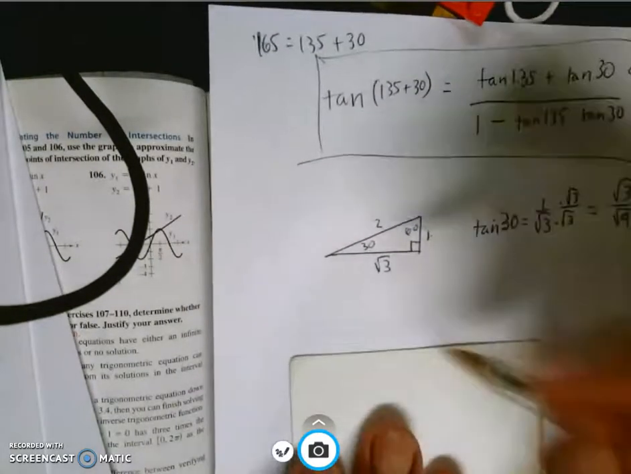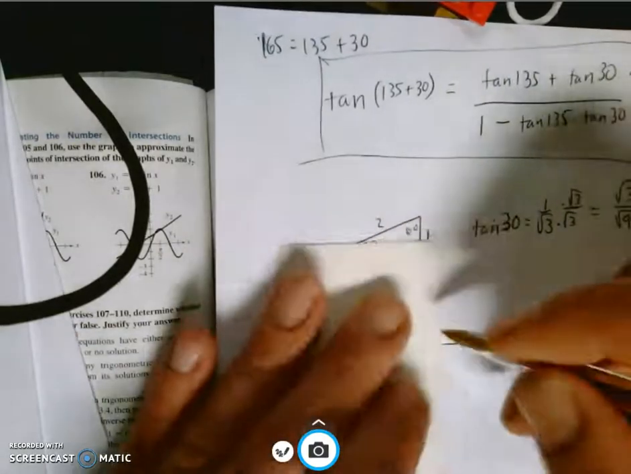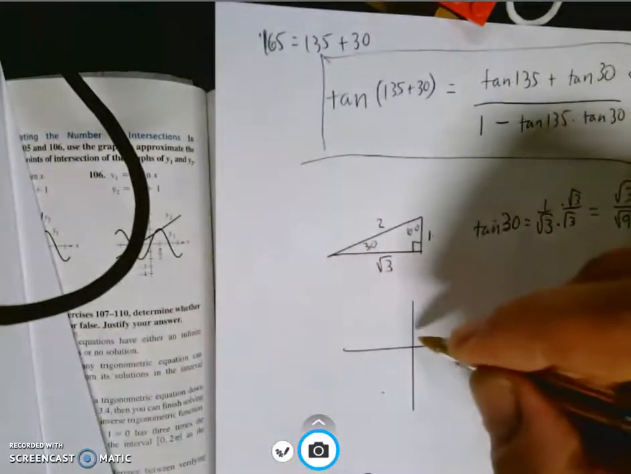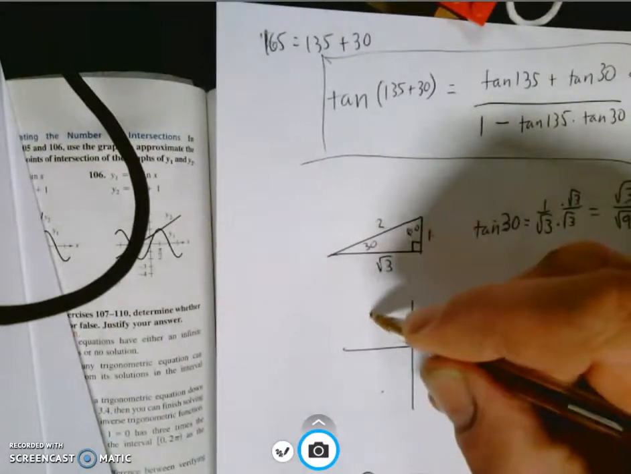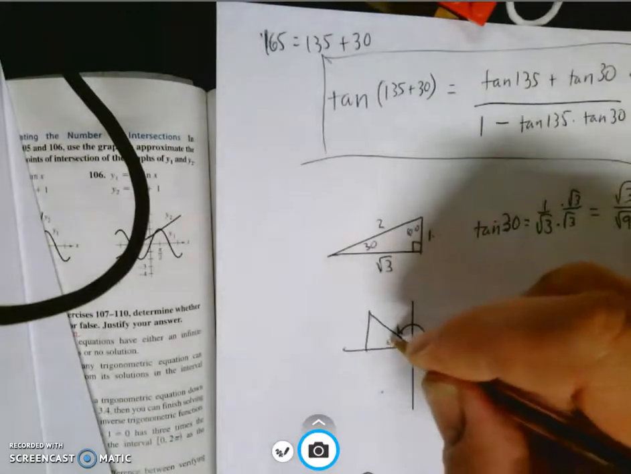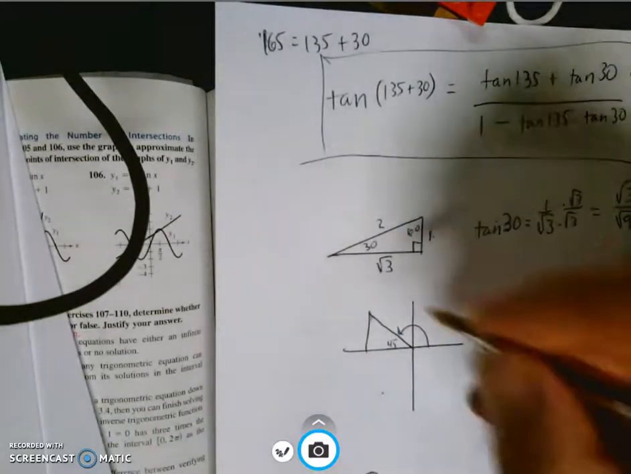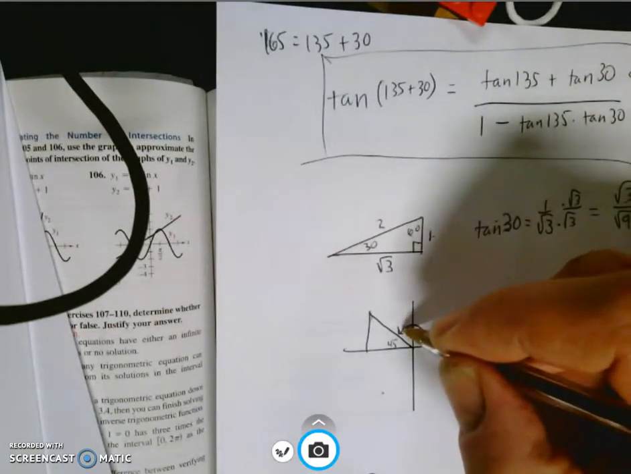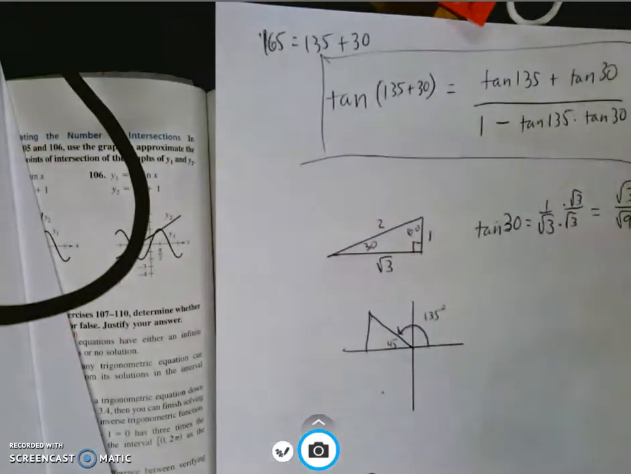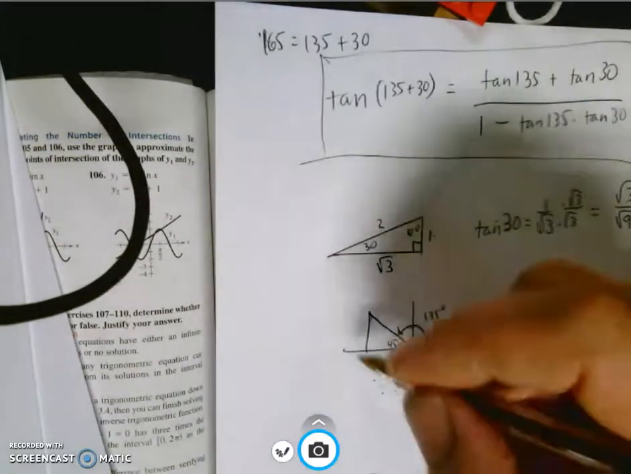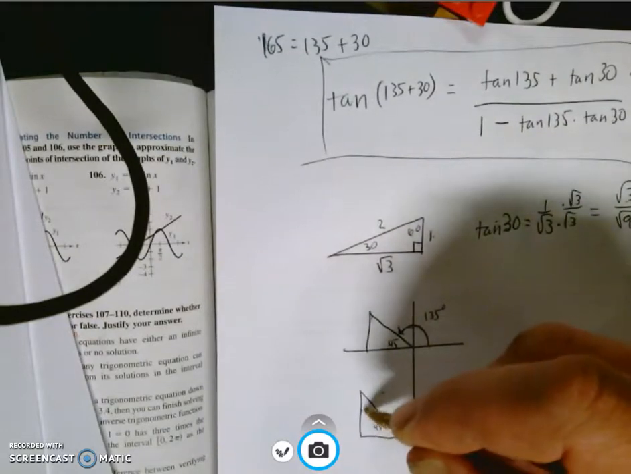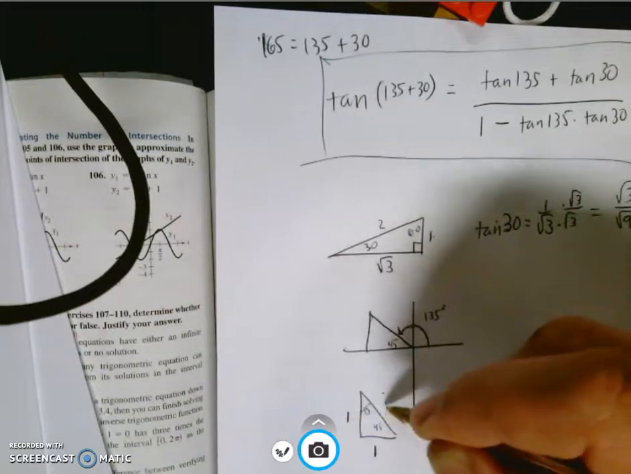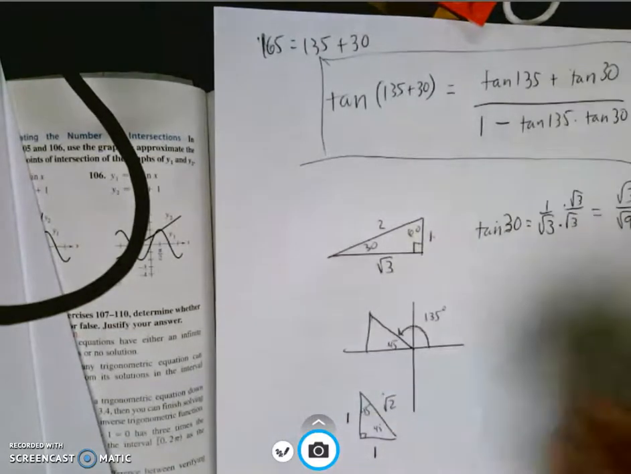135, what is that? Well, let's draw it here. 135 is in quadrant 2. So 135 is all the way over here. And that's a poorly drawn triangle, but we'll deal with it. That's a 45. How do I know that? Because you went 90 plus another 45, that's the same as 135. And so what you got is you got yourself a 45-45 triangle. And that's a 1, 1, and rad 2. Always, always, always.